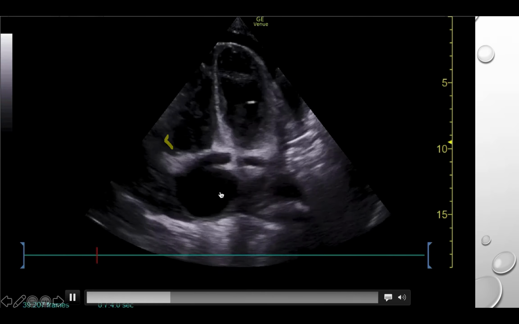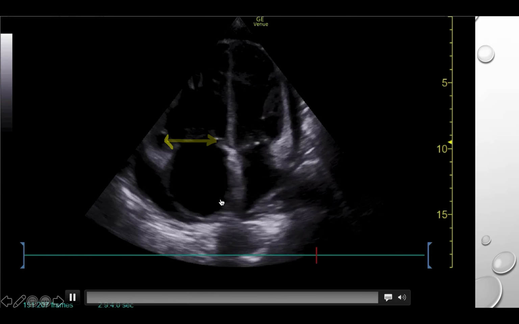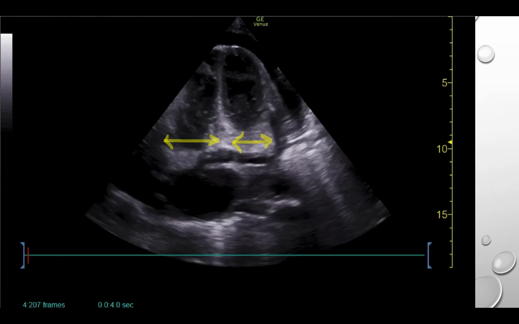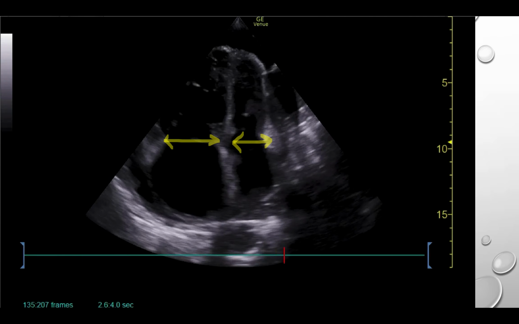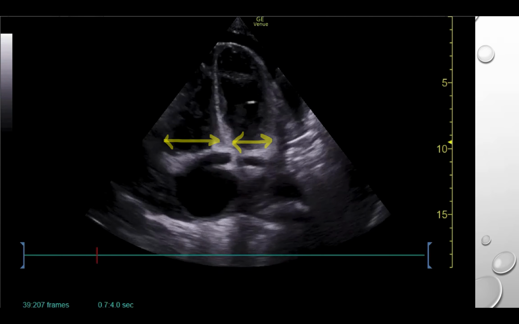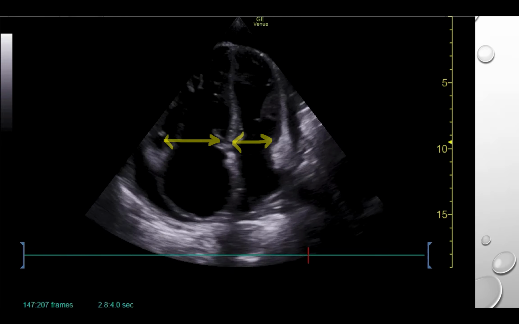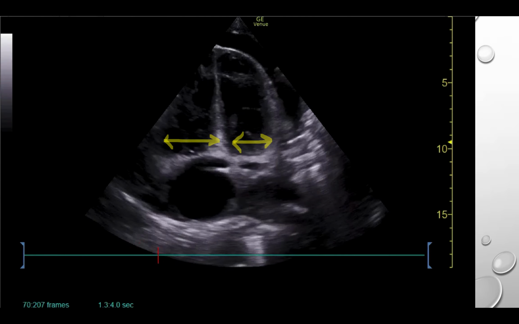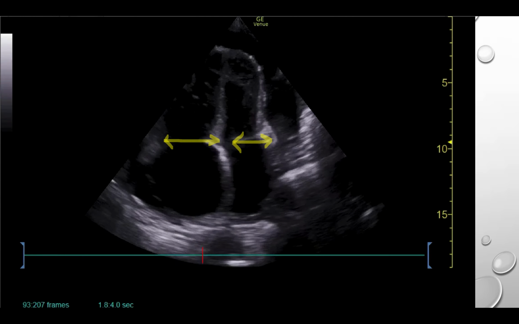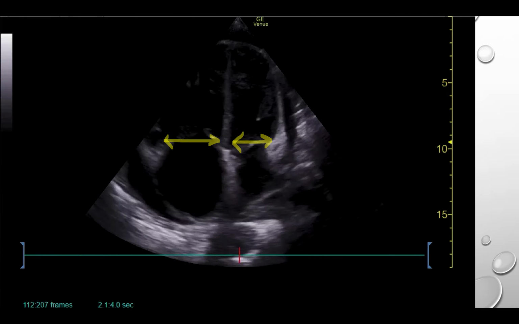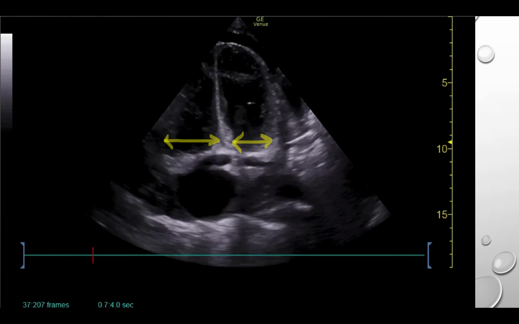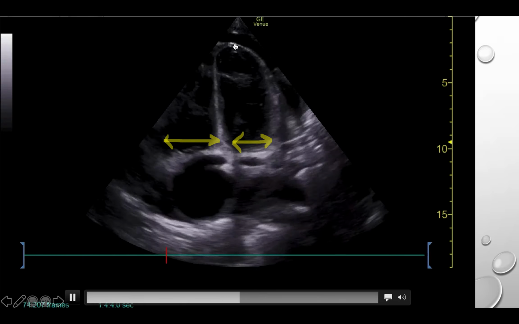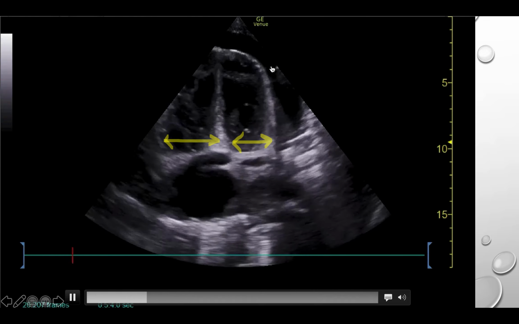Moving to the apical four-chamber view, what you see is actually the left ventricle end-diastolic diameter is smaller than the right ventricle. That's another good marker that shows RV dilation. Obviously it happens in pulmonary hypertension, and again you see the decent amount of pericardial effusion.